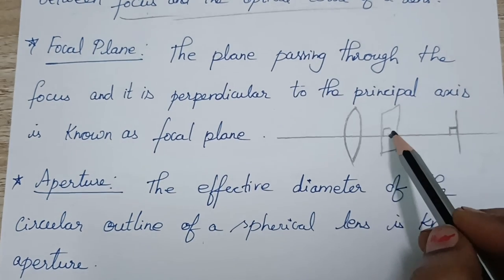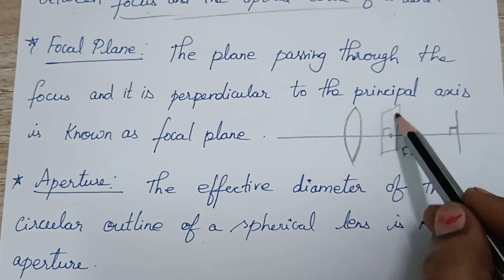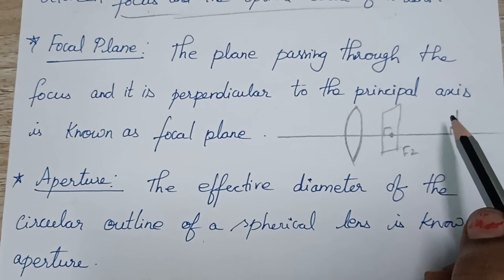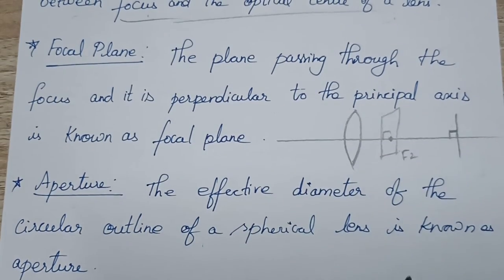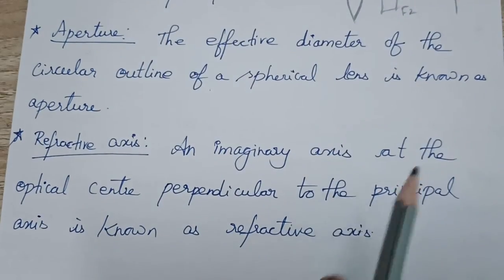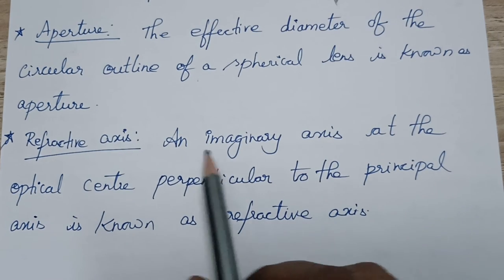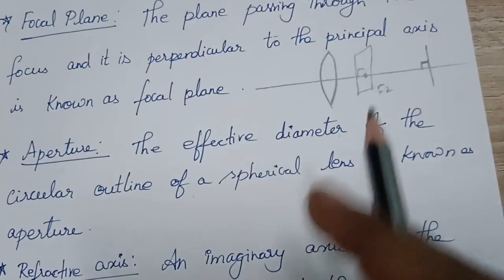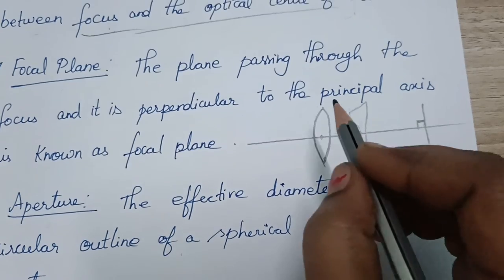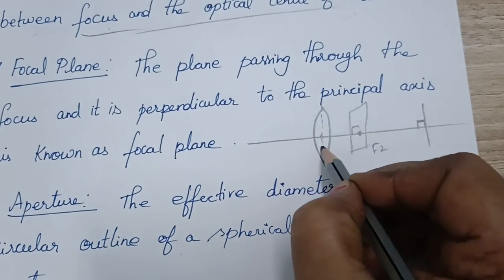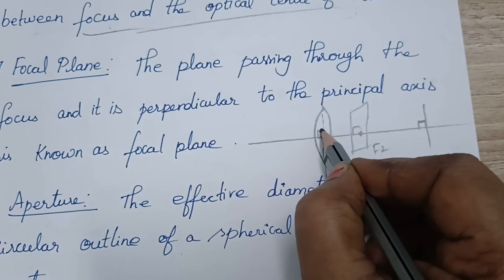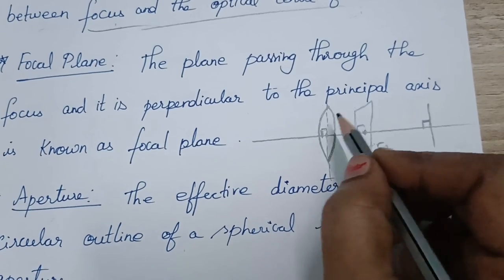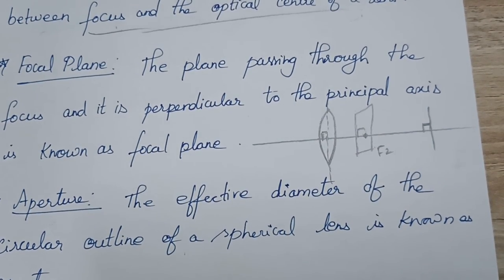Focal plane means just through the focus point. If you keep a plane at the focus point, and the plane is perpendicular to the principal axis, that is important, that is called the focal plane. And the refractive axis is an imaginary axis at the optical center perpendicular to the principal axis. See, this is your optical center. An imaginary axis drawn perpendicular to the principal axis and passing through the optical center is called the refractive axis.